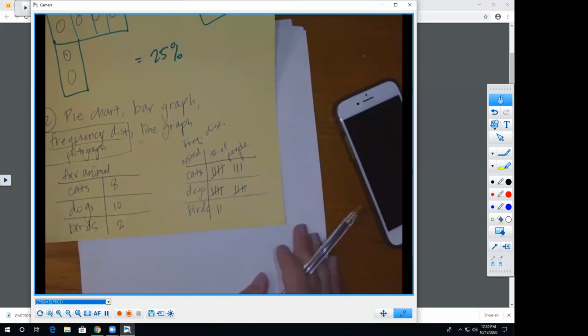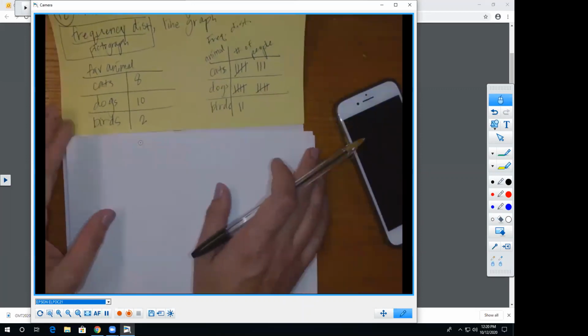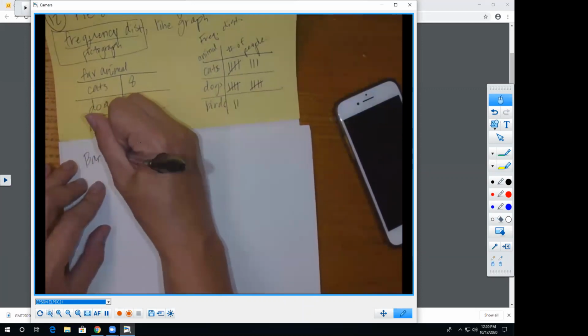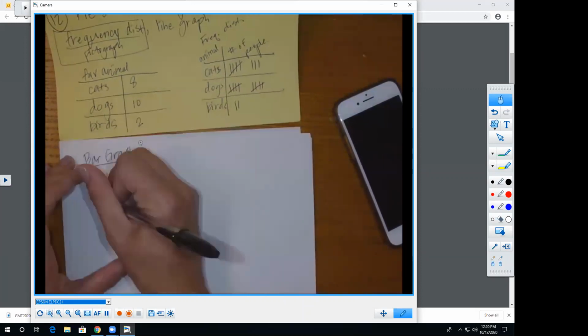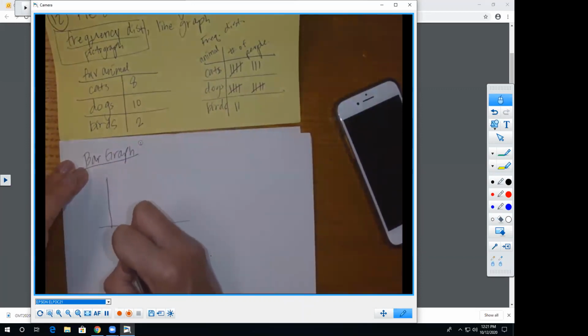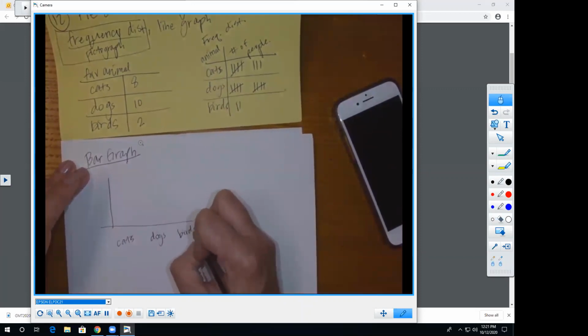For a bar graph, you could do a horizontal bar graph or a vertical bar graph. For some reason, I like vertical better. I don't know why, but that's what I usually do. So we have cats, we have dogs, and we have birds.